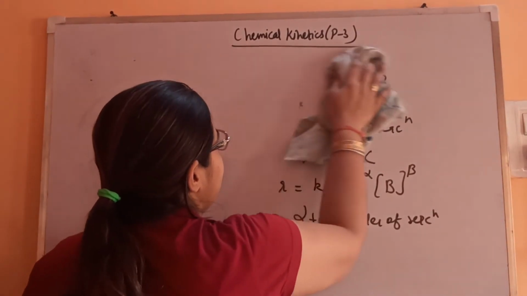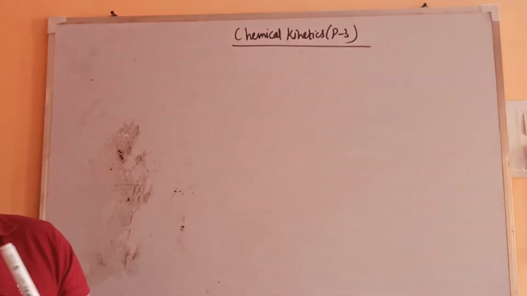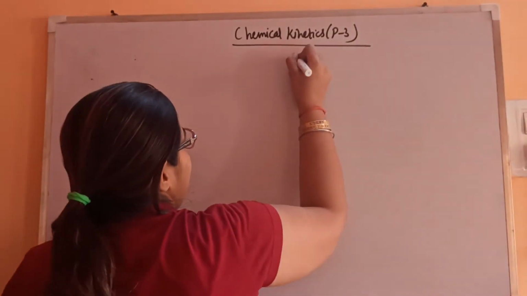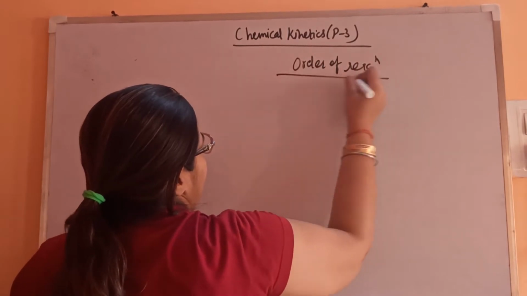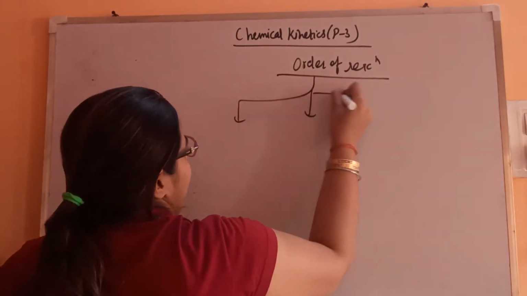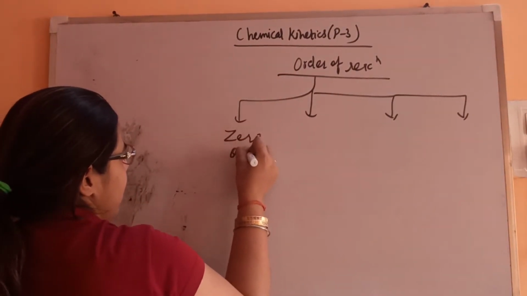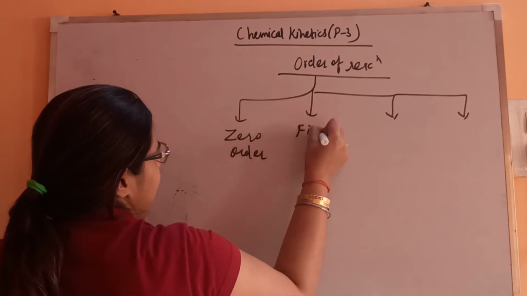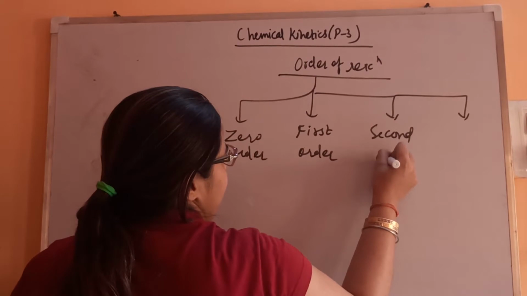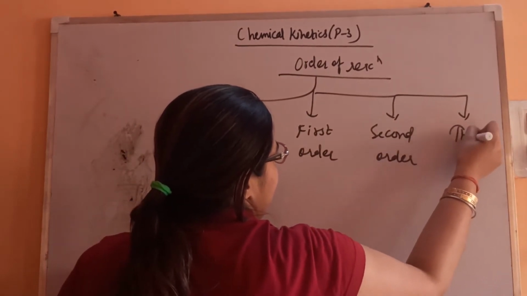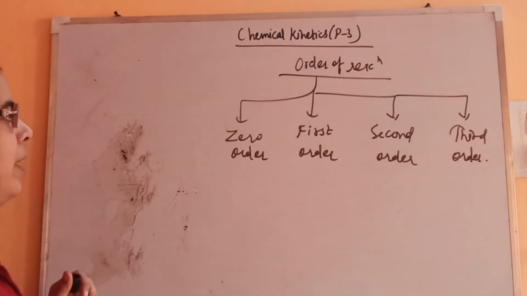Let's see it with different examples also. This we have also seen: it is an experimental quantity. So order of reaction is of different types: zero order, first order, second order, third order. Up to here it is possible. Otherwise, theoretically it is possible, but practically it is not possible.